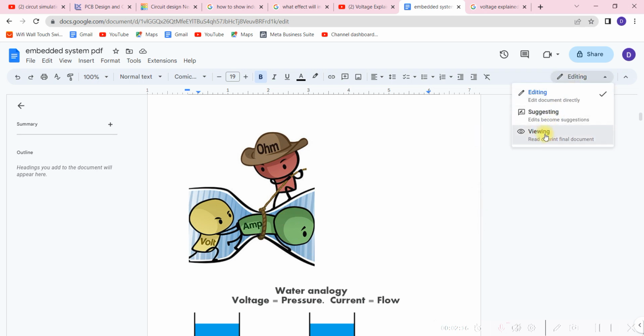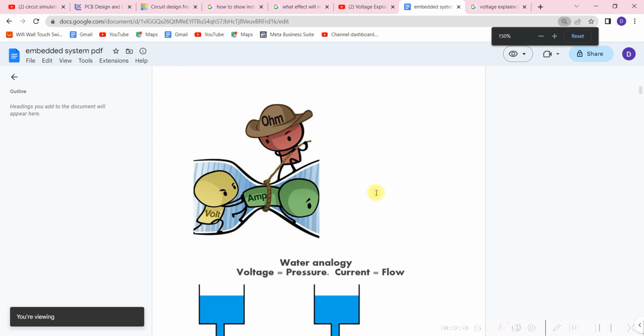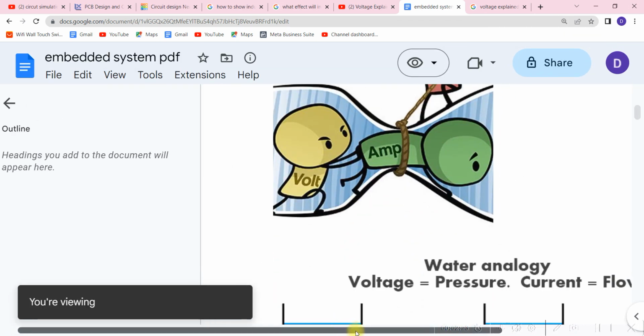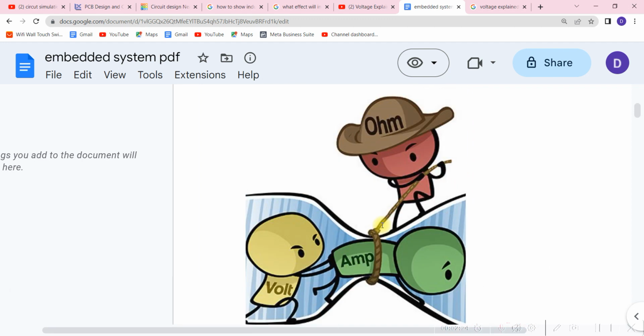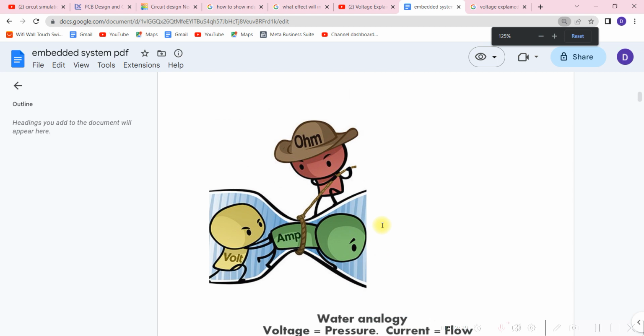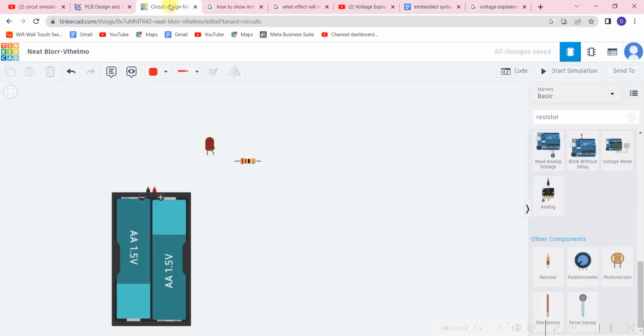I'll switch from editing mode, so you can see it as if you're viewing this document. Now this is giving you an analogy for current, voltage, and resistance. You might wonder, what is voltage, what is current, what is resistance? I'll switch back to my circuit design and show you something real quick.